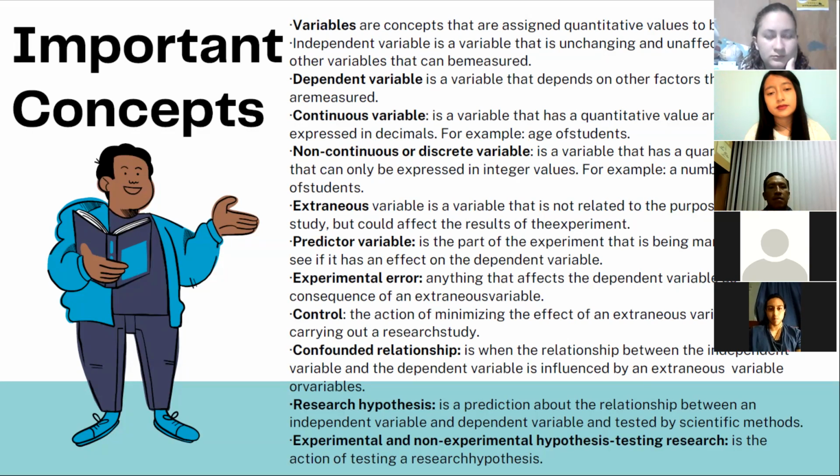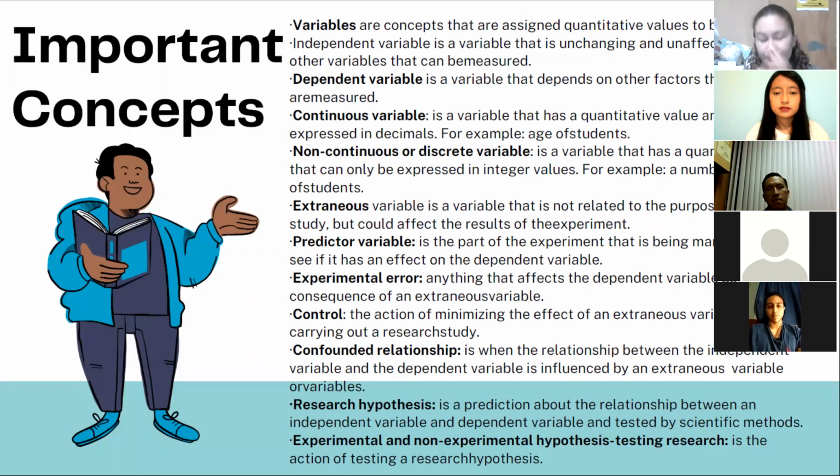of a student. A non-continuous or discrete variable is a variable that has quantitative values that can only be expressed in integer values, for example, a number of students. An external variable is a variable that is not related to the proposed study, but could affect the results of the experiment. The independent variable is the part of the experiment that is being manipulated to see if it has an effect on the dependent variable.